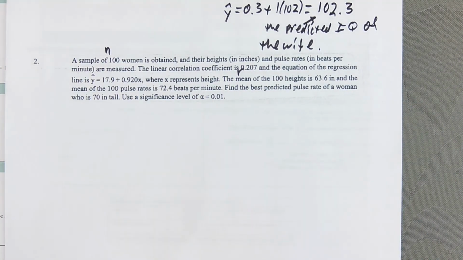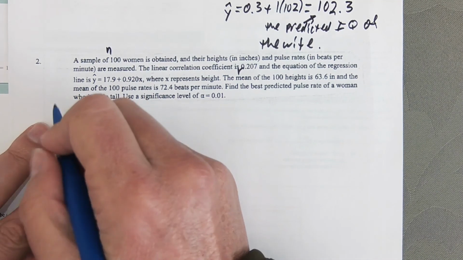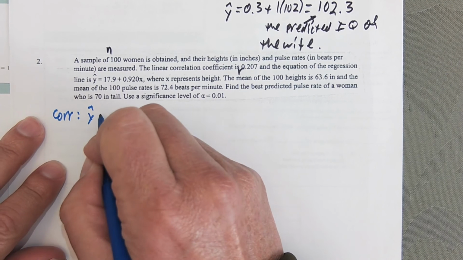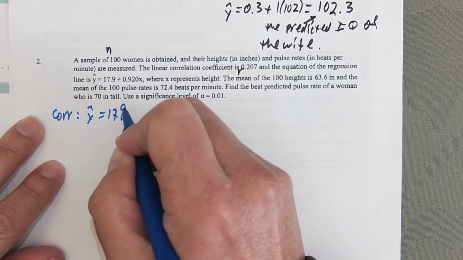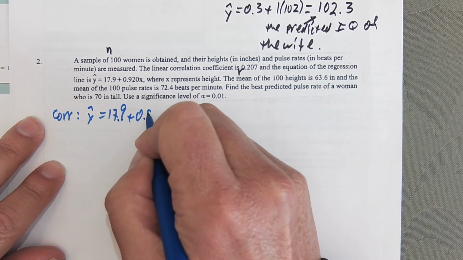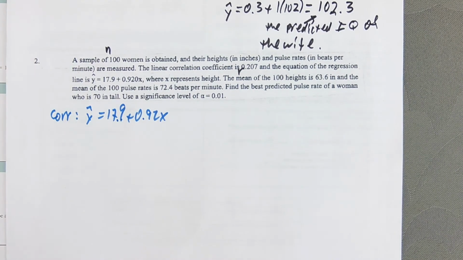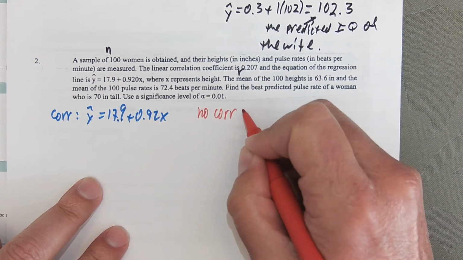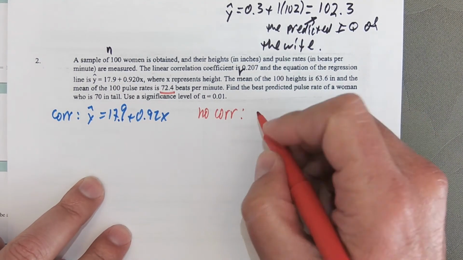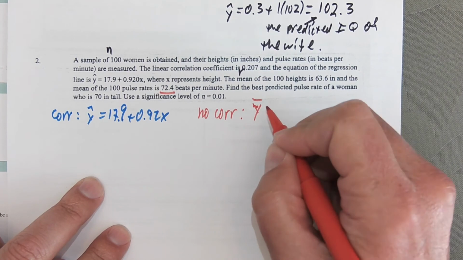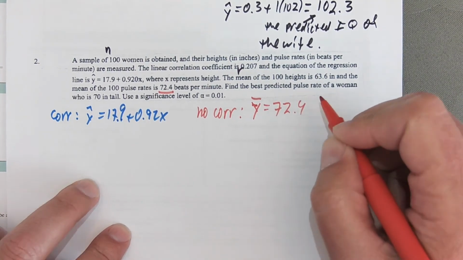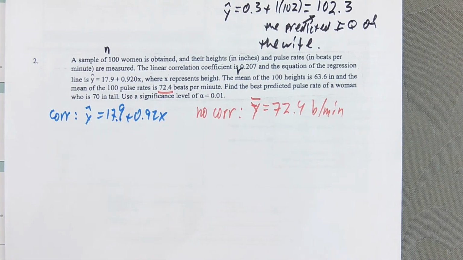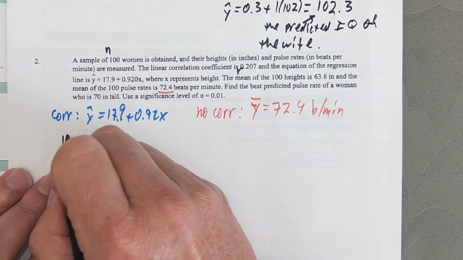So our two options are going to be, if there's a correlation, then we'll use 0.9 plus 0.92x. No correlation, then we will use y bar, which is 72.4 beats per minute. So let's see if there's a correlation or not. Once again.